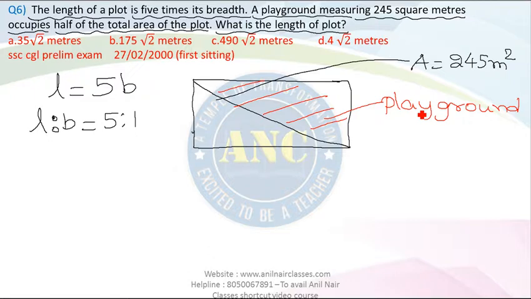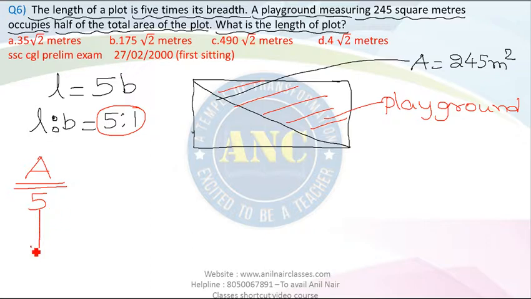Now see here, a very, very easy way of solving the question. Length to breadth is 5:1. According to the ratio, length is 5 and breadth is 1. So the total area according to the ratio is length into breadth, 5 into 1, which is nothing but 5.